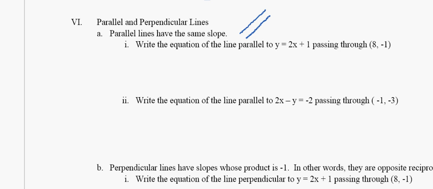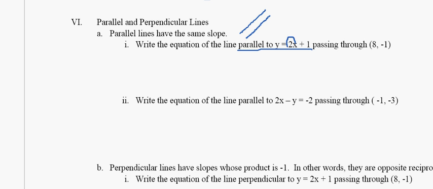Okay, we'll now move on to our last topic, which is parallel and perpendicular lines. Again, I'm moving through this fairly quickly. This should be a review for everybody. Parallel lines have the same slope. If one were steeper than the other, they would cross.